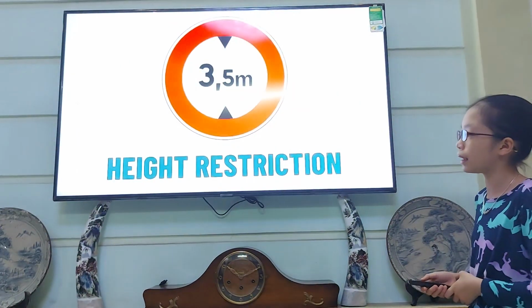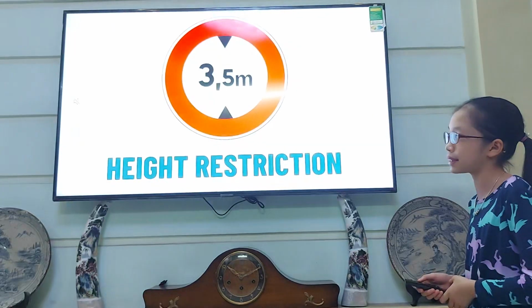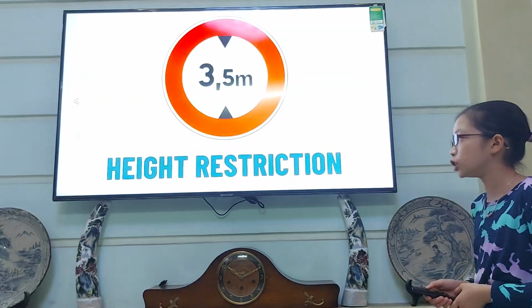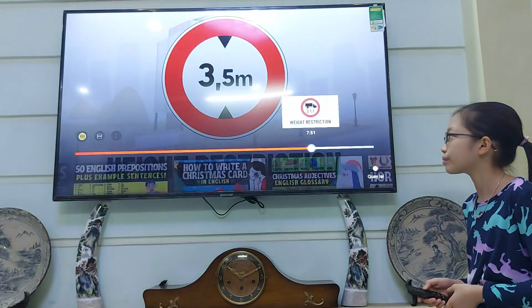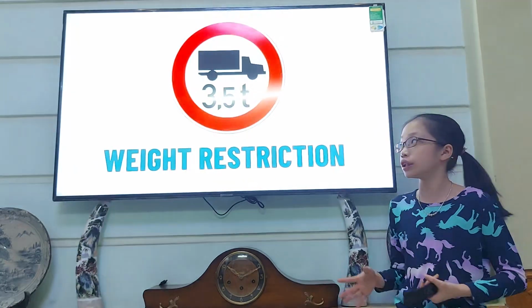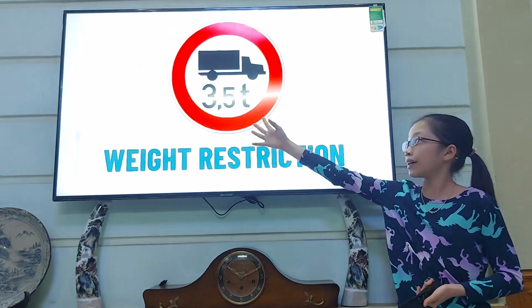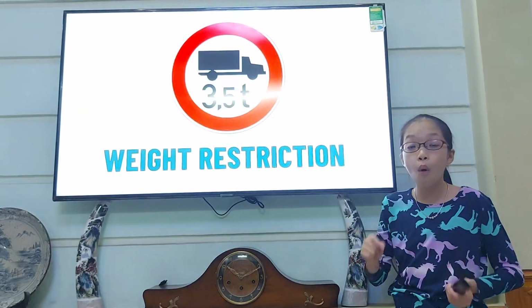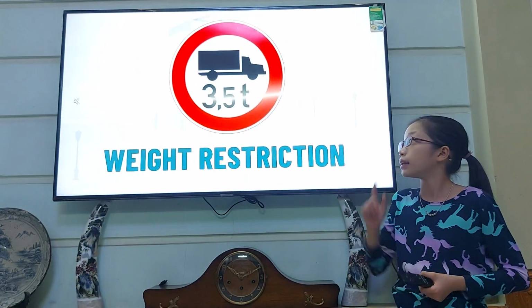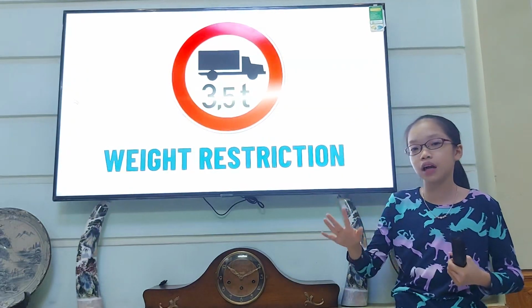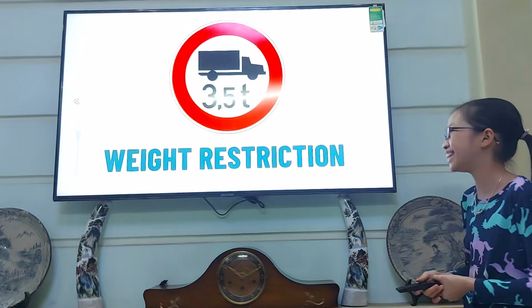And later there will be something like this, but a little bit different. It will be weight restriction. Just wait and see. Here, weight restriction. So for the weight restriction, you can see that maybe, for example, like this. Only cars that are under 3.5 can go on the road, and if it's over, then you can't go on this road. So this is the weight restriction.